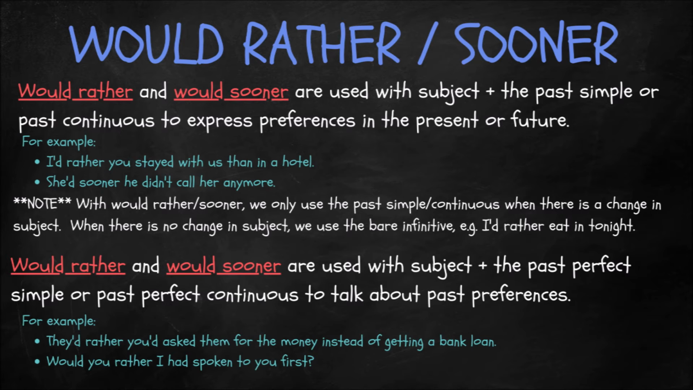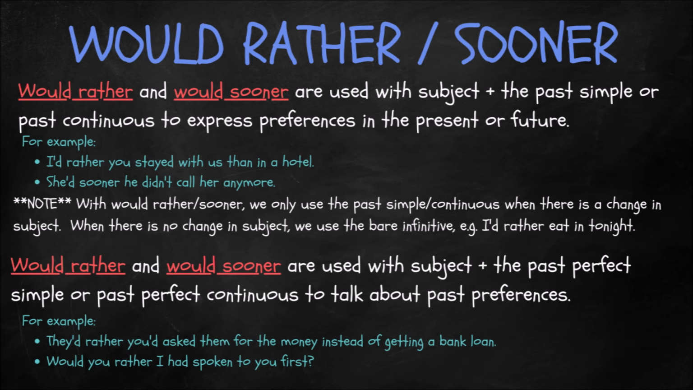Would rather and would sooner can also be used to talk about past preferences as well, and the construction is similar. So you should use would rather or would sooner plus subject plus the past perfect simple or the past perfect continuous to talk about past preferences. For example, they'd rather you'd asked them for the money instead of getting a bank loan. Remember, the contraction there in you'd is you had asked them for the money instead of getting a bank loan. Would you rather I had spoken to you first? As you can see, we can also use would rather and would sooner to ask people about their preferences.